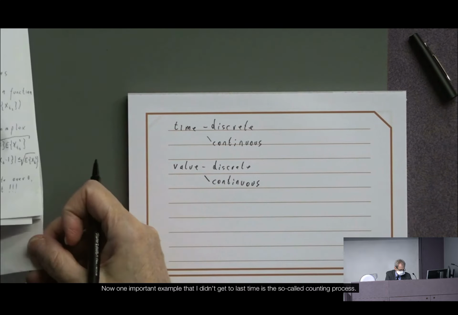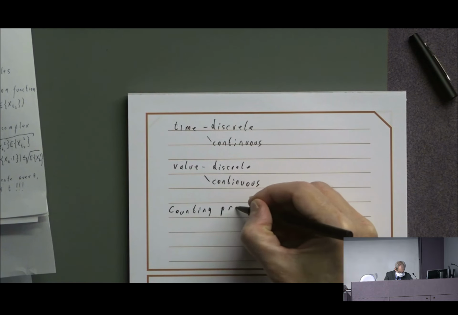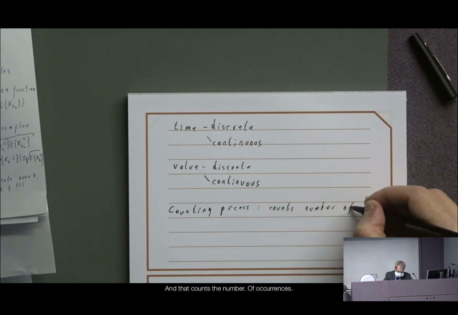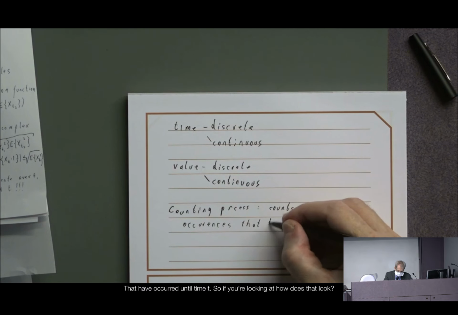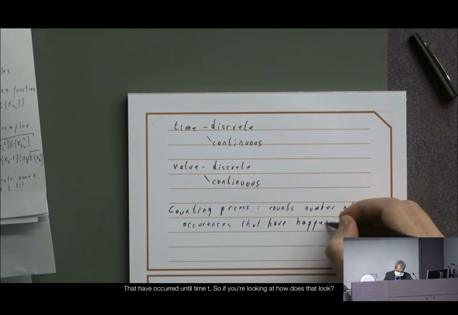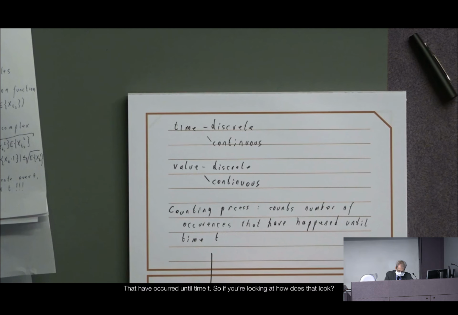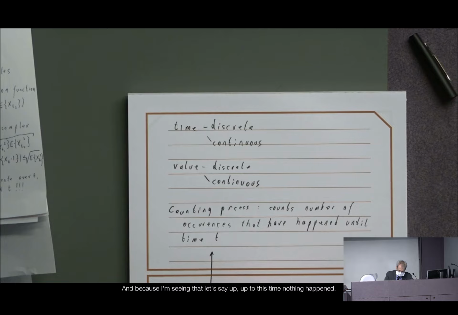Now, one important example that I didn't get to last time is the so-called counting process that counts the number of occurrences that have occurred until time t. It's actually an example of a time-continuous value discrete process. Because I'm saying that, let's say, up to this time, nothing happened. Then I have a jump by 1 because something happened.